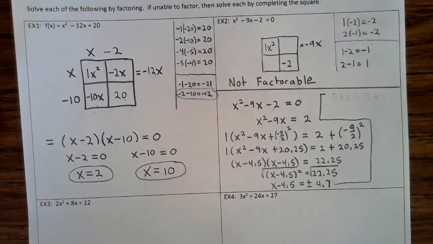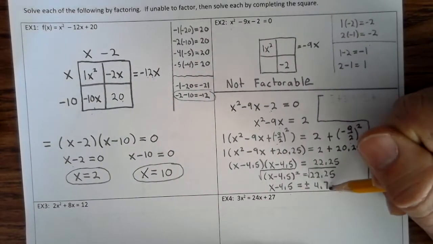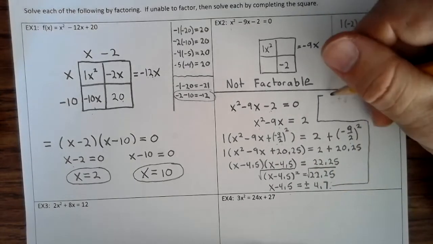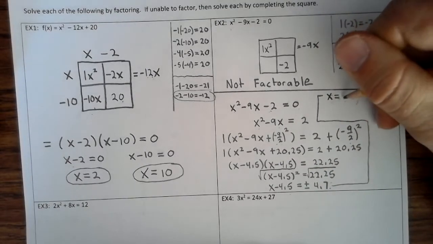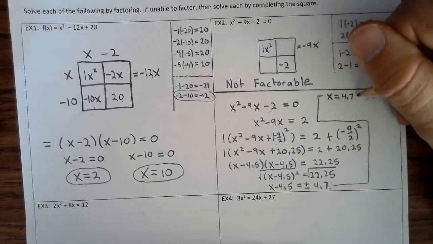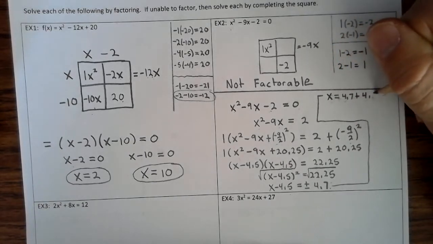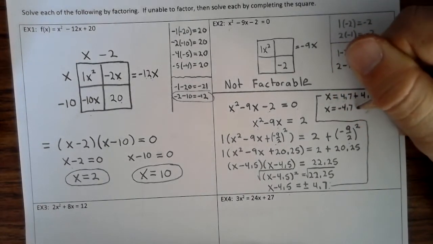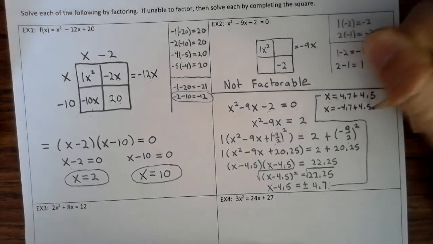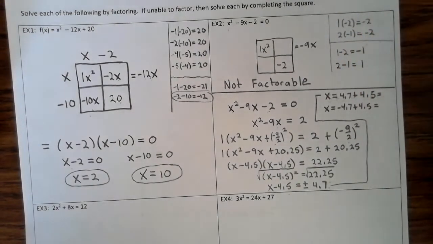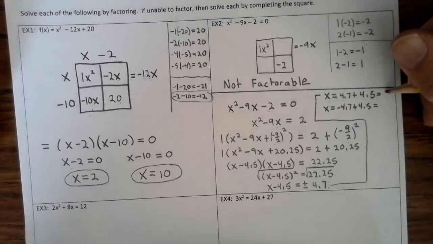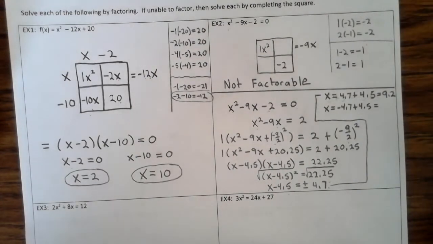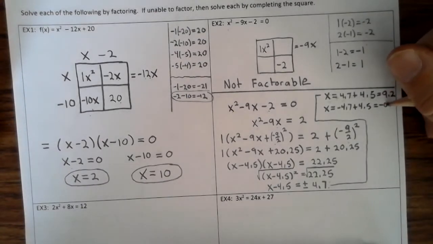here. Okay, so we add 4.5 to both sides, but we have to do it with 2. So we have x equals a positive 4.7 plus 4.5, and we have x equals negative 4.7 plus 4.5. Which is x equals 9.2 and x equals negative 0.2.